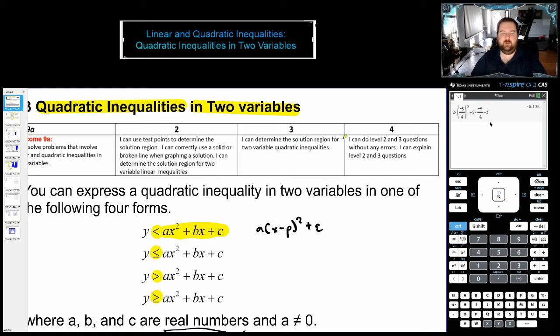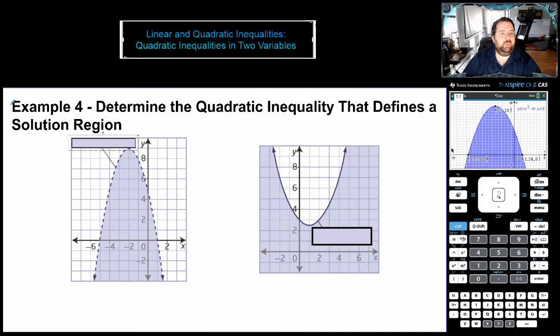Today we are going to be continuing on in our unit on linear and quadratic inequalities. We're doing quadratic inequalities again. This will be the last video in this lesson on section 9.3. Okay, let's go ahead and try this. This is going to be the last problem set of the day.